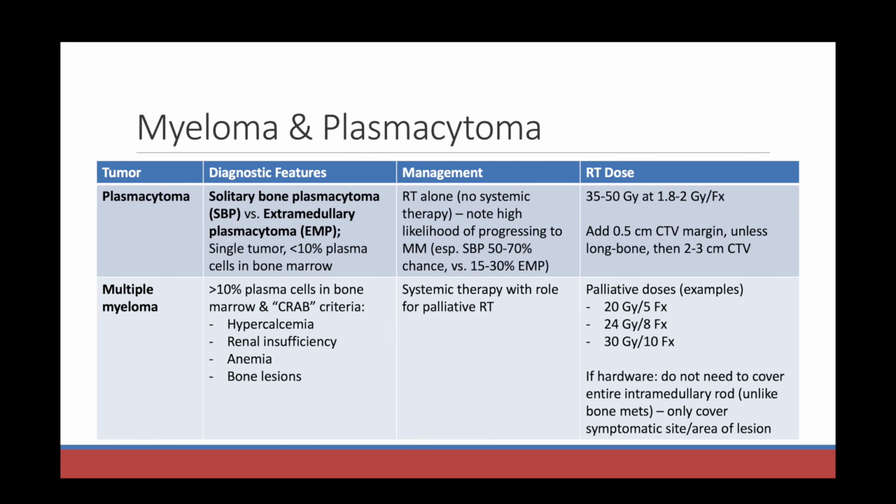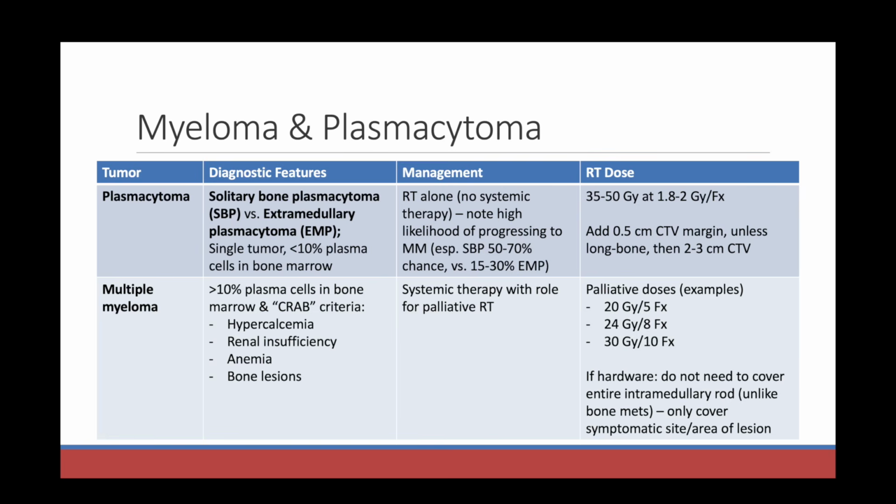So plasmacytoma we manage with definitive radiation alone, and we give a much higher dose of radiation because we're technically trying to treat this definitively, even though we know they have a high chance of developing multiple myeloma. And the dose is anywhere from 35 to 50 gray at 1.8 to 2 gray per fraction. So I've often treated these to somewhere between 40 to 45 gray.